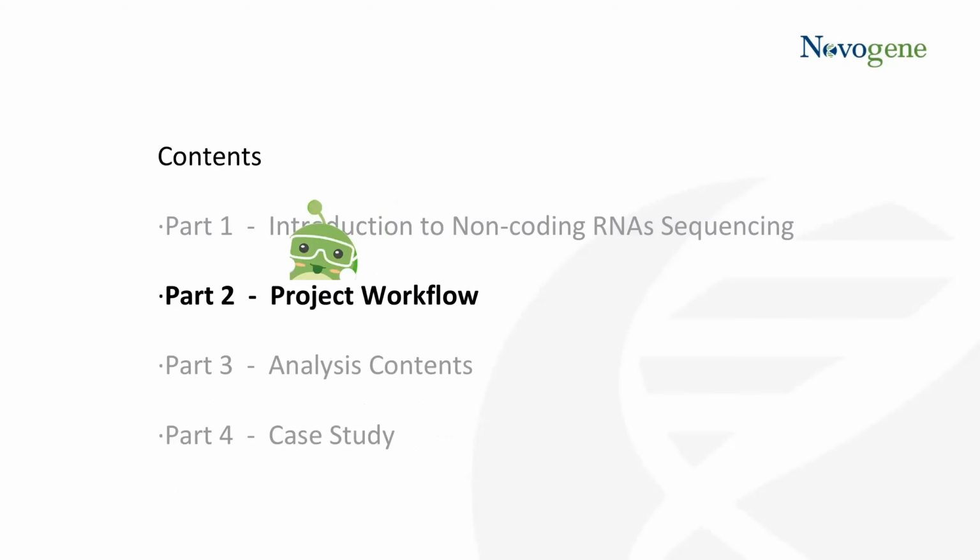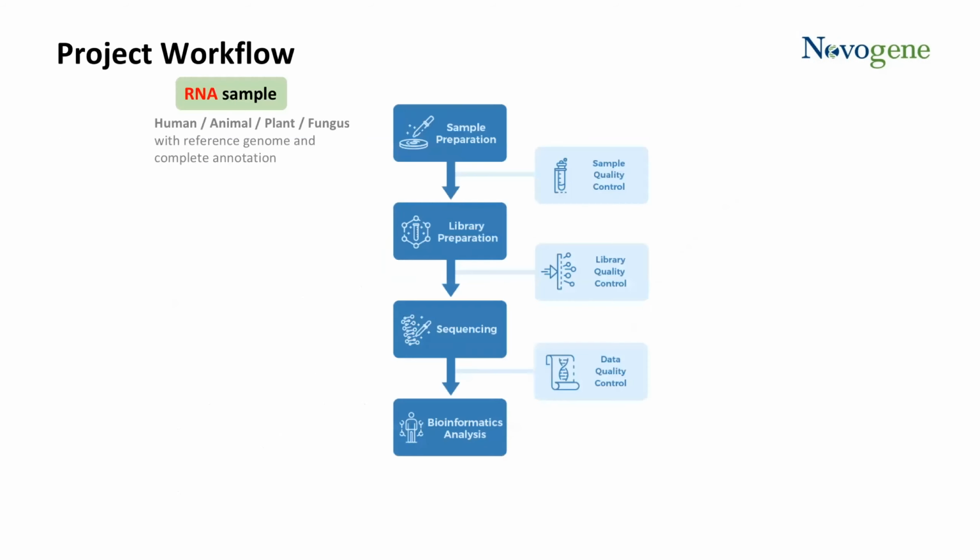So here's the project workflow. As previously discussed, our starting material is RNA sample, and then the first step is sample QC. They go on to library preparation. Then we have a library QC step. The libraries are then sequenced, and the data is then again QC'd, and only the clean data is entered into bioinformatics and analysis.